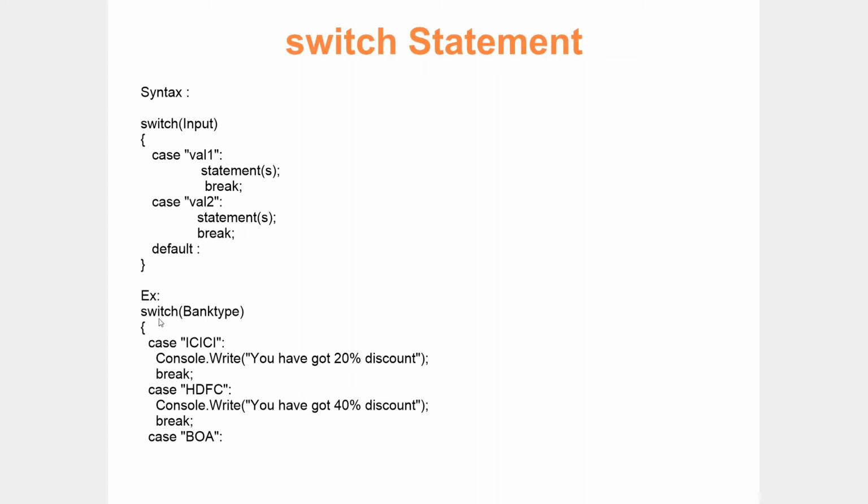Like this. Switch, provide your input. What has to be validated? Bank type has to be validated. Against it, you can define a number of cases. Define a case for ICICI. Define a case for SDFC. Define a case for BOA. You don't have to write a separate if statement to validate each and every case. In this case, what will happen? First, the if statement will not be repeated that many times. Complexity will be reduced. Second, readability and the debugging process are very, very important.